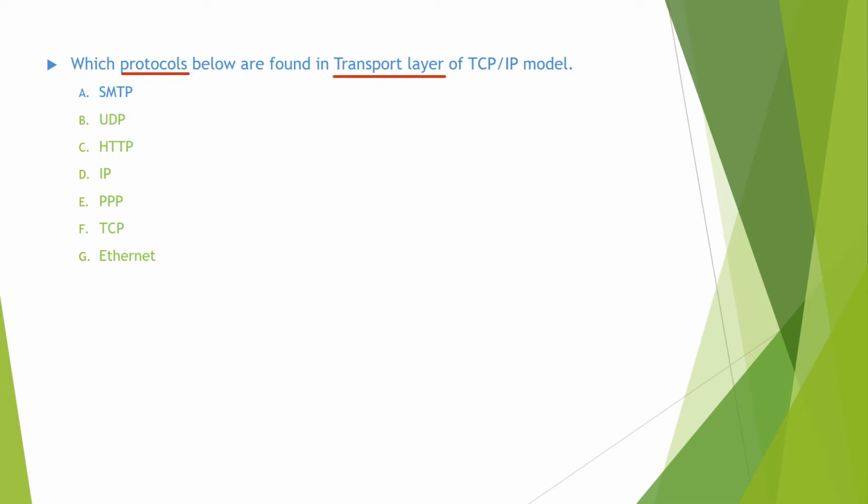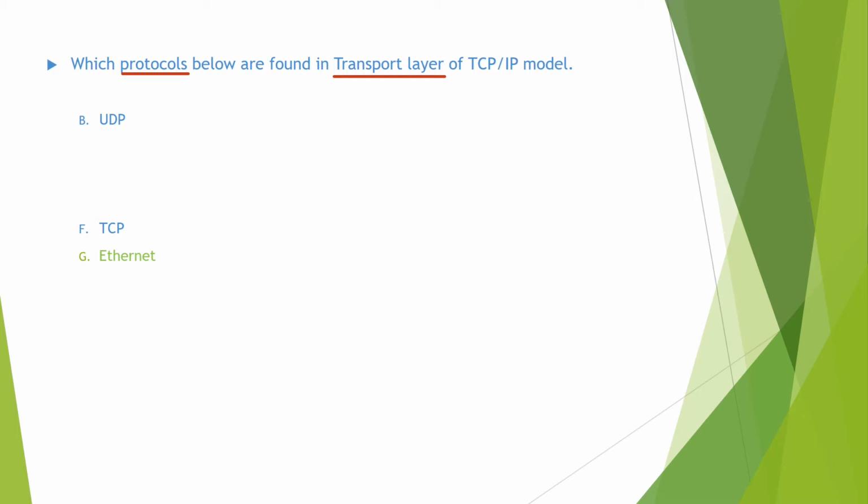SMTP is in application layer. UDP is user datagram protocol at transport layer. It is an unreliable connectionless protocol which is suitable for one-way communication. HTTP is in application layer. IP is in network layer. PPP point-to-point protocol is in data link layer.